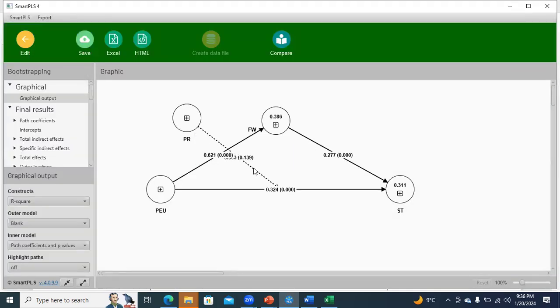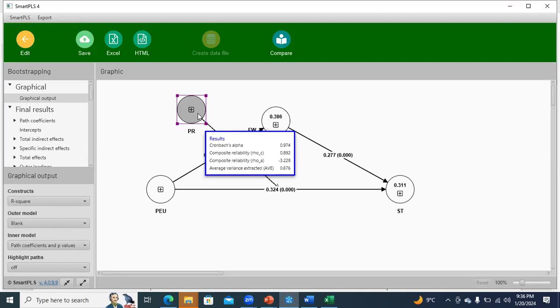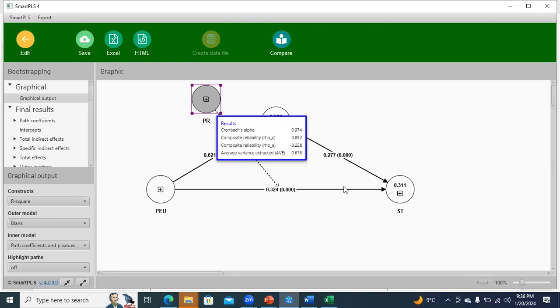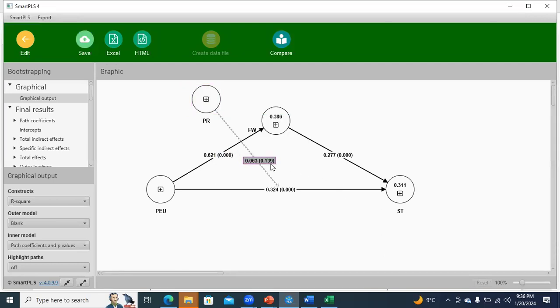So you can see here results. You can make adjustments. If you cannot see, you can make adjustments. Even you can put this value as per your convenience. So you can see here there is a direct relationship, and the moderating relationship is not significant, if you can see here.